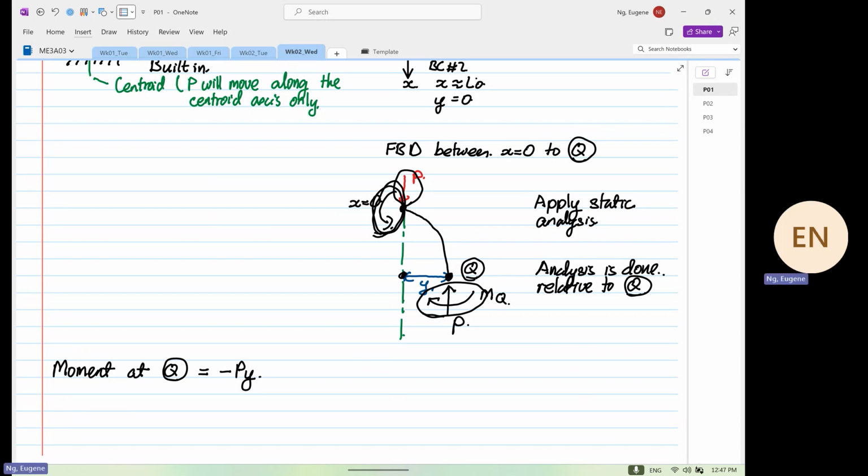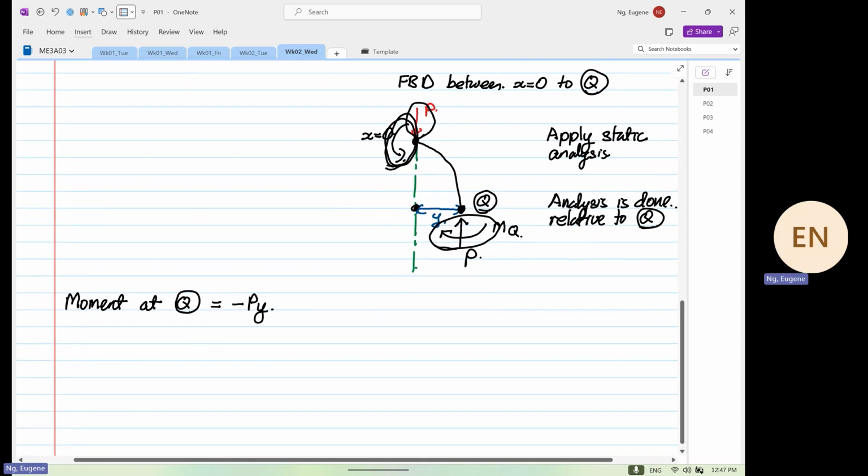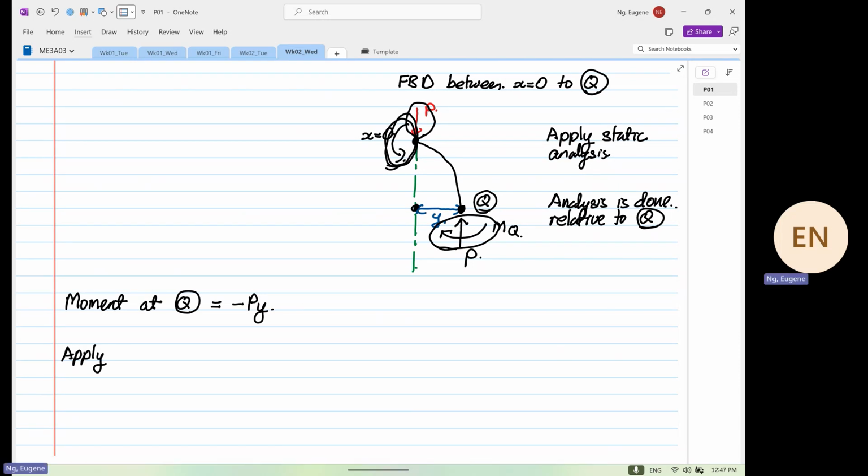The next thing we're going to do is apply, probably you have seen this in math, the elastic curve equation to relate bending moment to deflection.